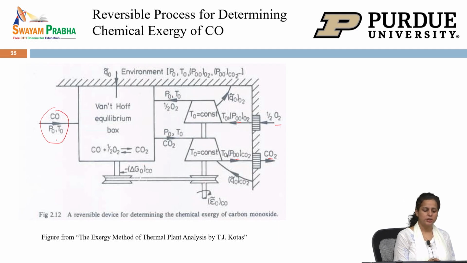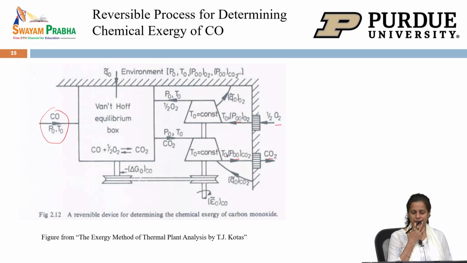So, the CO will need to equilibrate with CO2 and O2, and that is when it comes to the dead state. How does that happen? For that, you will first need to bring half a molecule of oxygen into the system at T naught and partial pressure, and then you raise the pressure.